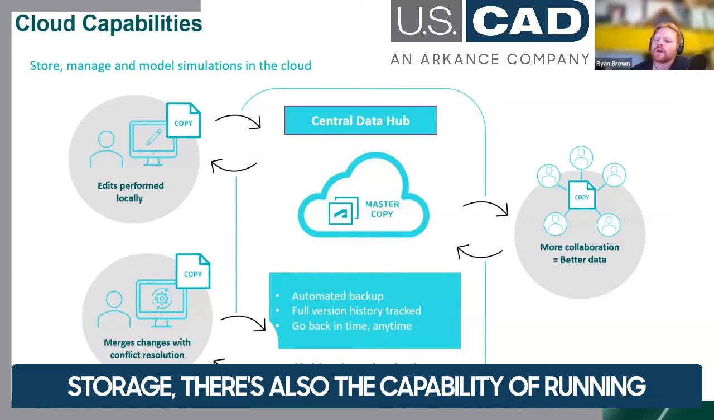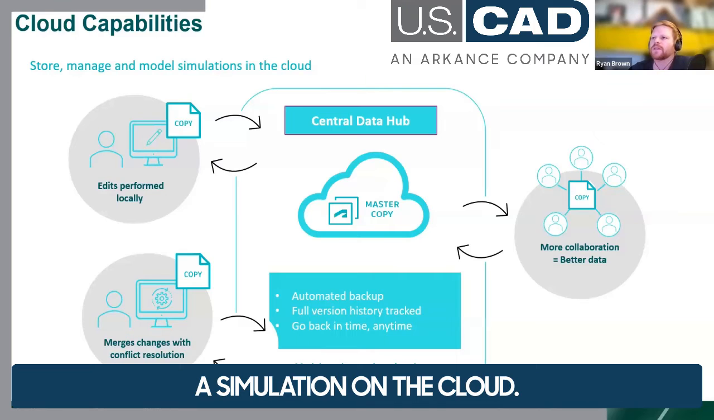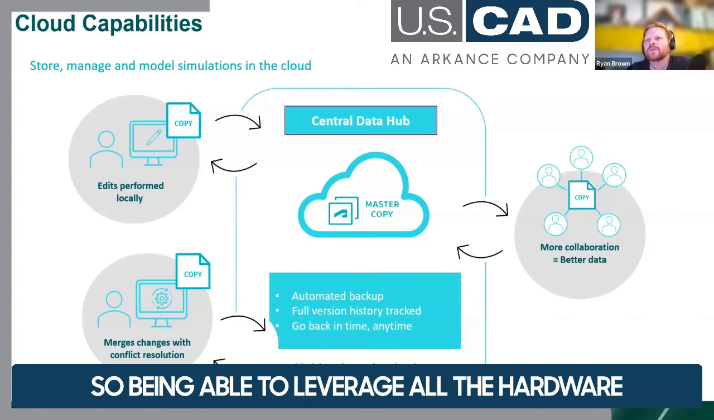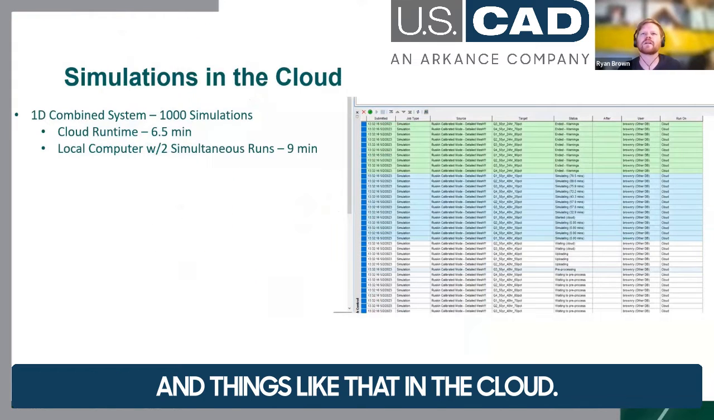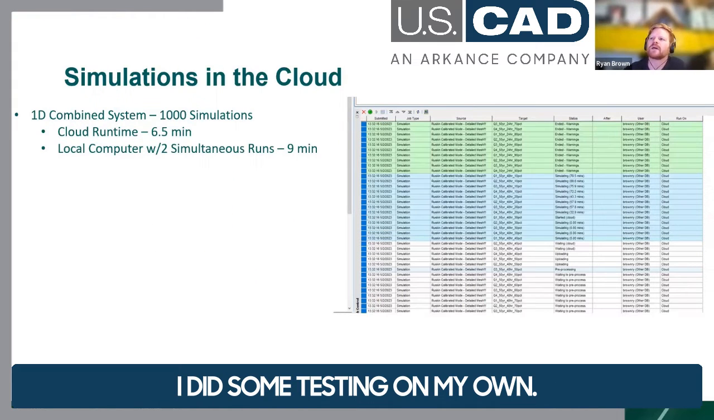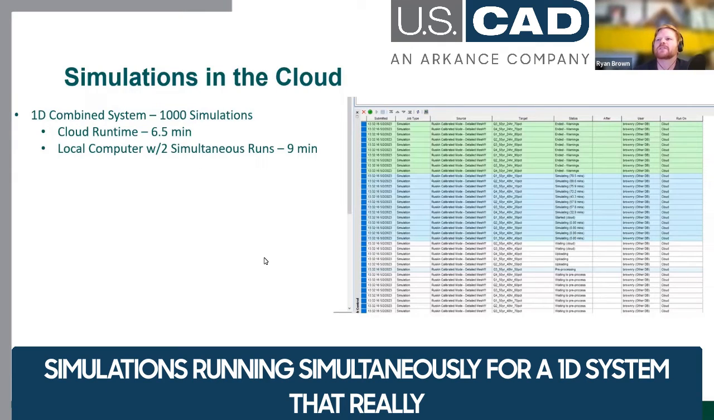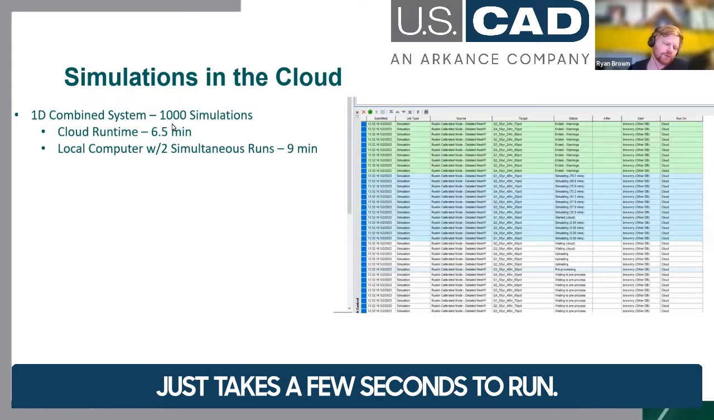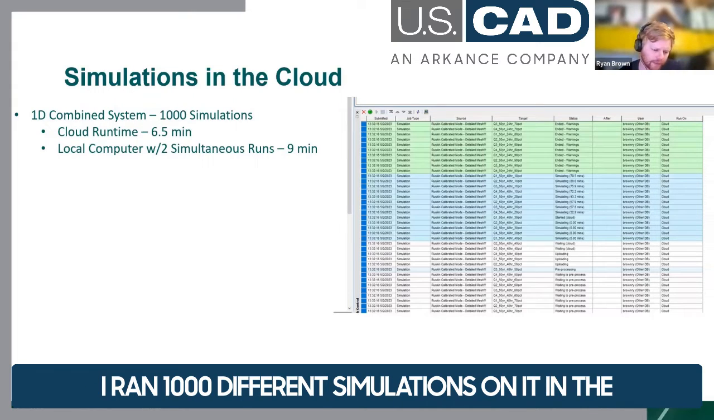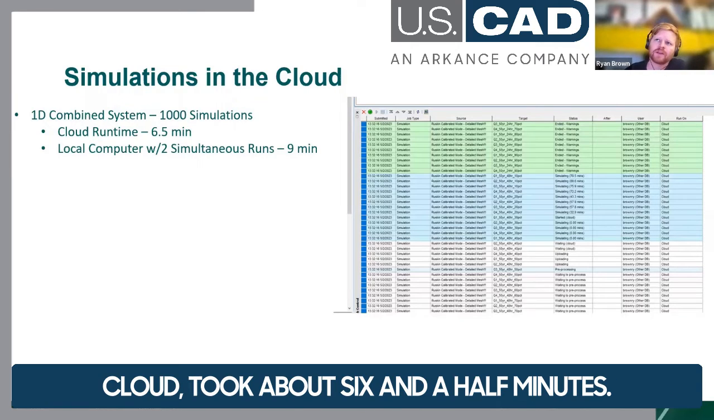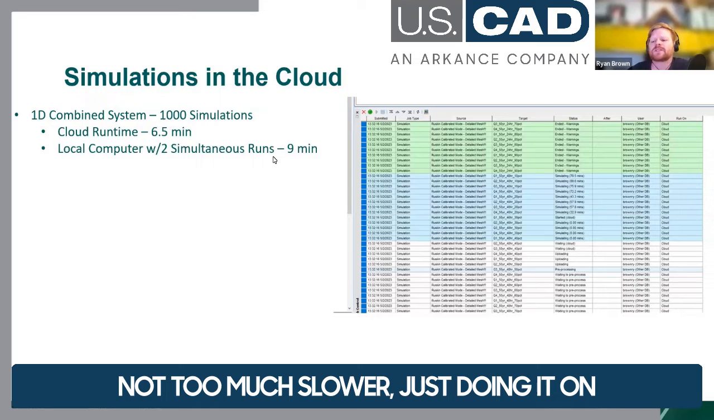There's also the capability of running a simulation on the cloud, so being able to leverage all the hardware and things like that in the cloud. I did some testing on my own. This is an example of a bunch of different simulations running simultaneously. For a 1D system that really just takes a few seconds to run, I ran 1,000 different simulations on it. And in the cloud, it took about 6.5 minutes. Not too much slower than just doing it on-prem.